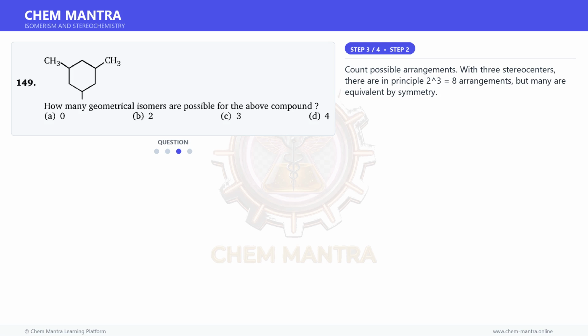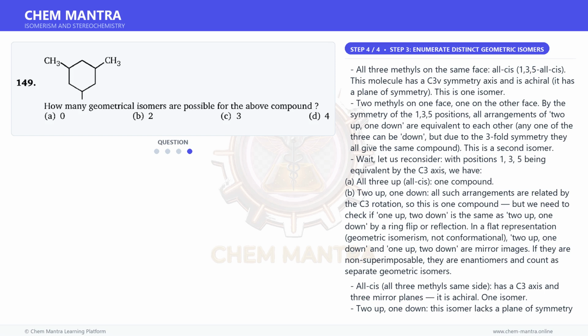Moving on to the next step. Count possible arrangements. With 3 stereocenters, there are in principle 2^3 = 8 arrangements, but many are equivalent by symmetry. And for the final step, all 3 methyls on the same face, all cis, 1, 3, 5, all cis. This molecule has a C3v symmetry axis and is achiral. It has a plane of symmetry. This is one isomer. 2 methyls on one face, 1 on the other face.